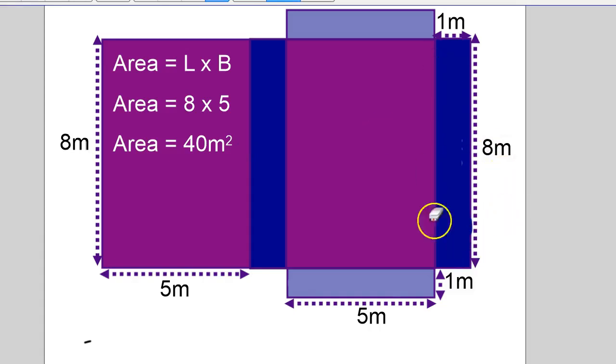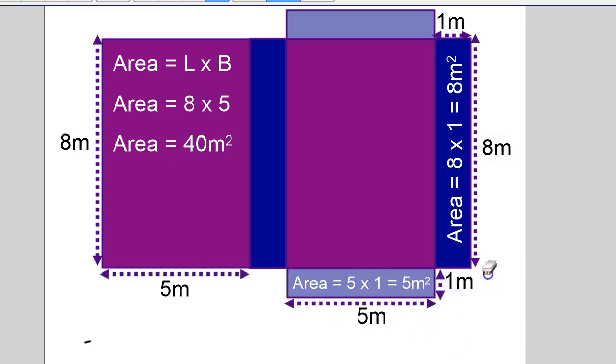Second one, this side here, the area is length times breadth again, but it's going to be 1 times 8 this time. And that gives us 8 square meters. Last one, we've got the bottom of the box, and that is going to be 5 times 1. So reach for your calculators, guys. 5 times 1 is? If you said 5, you were correct.